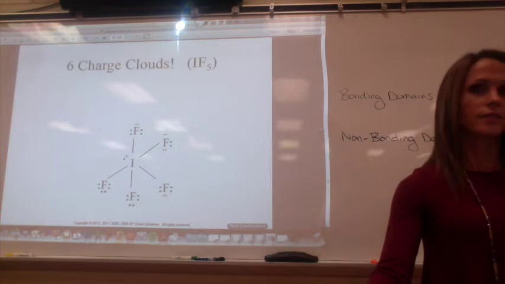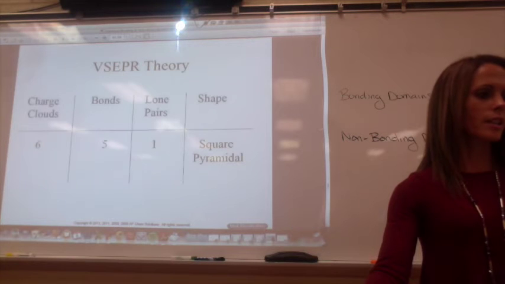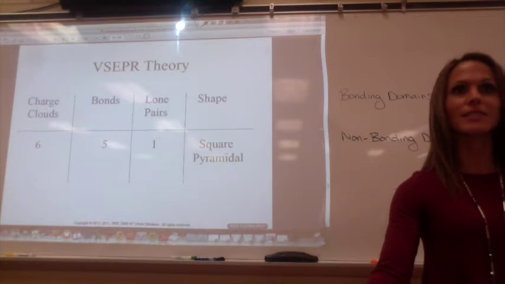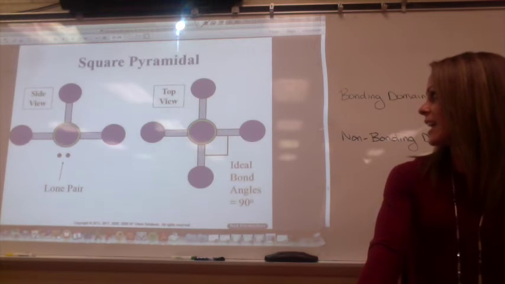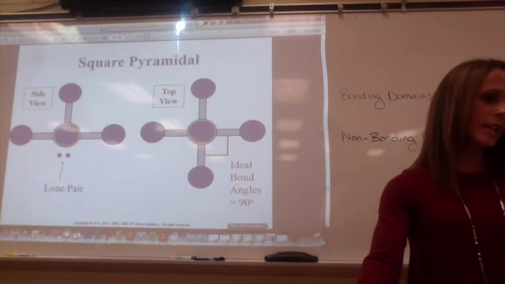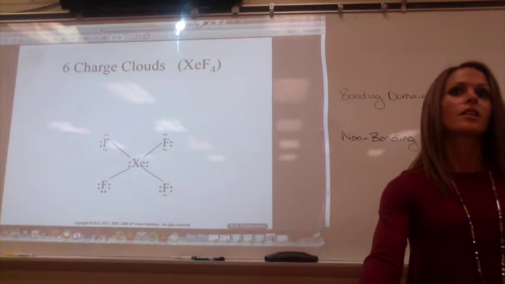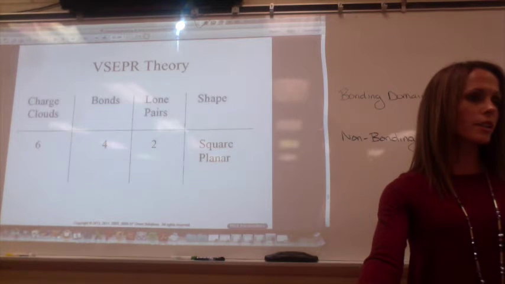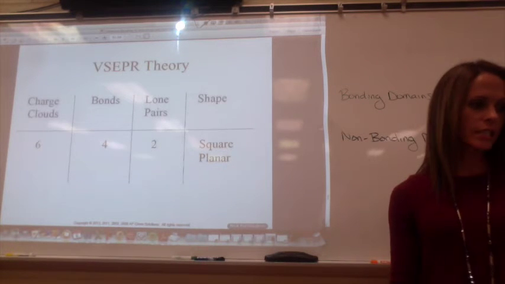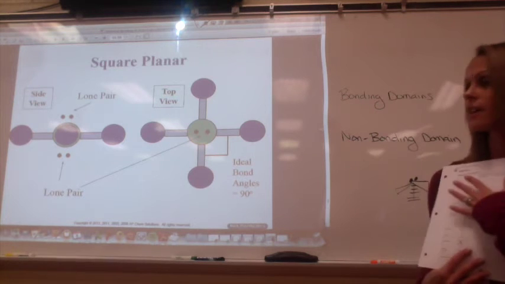Next one. 5 bonding, 1 non-bonding, square pyramidal. Say that under your breath. Square pyramidal. So you end up with 90 degrees on this one, less than 90 degrees. And then, how many bonding, how many non-bonding? 4 bonding, 2 non-bonding, square planar, and bond angles are 90 degrees. All right, so this is them all for the geometries.